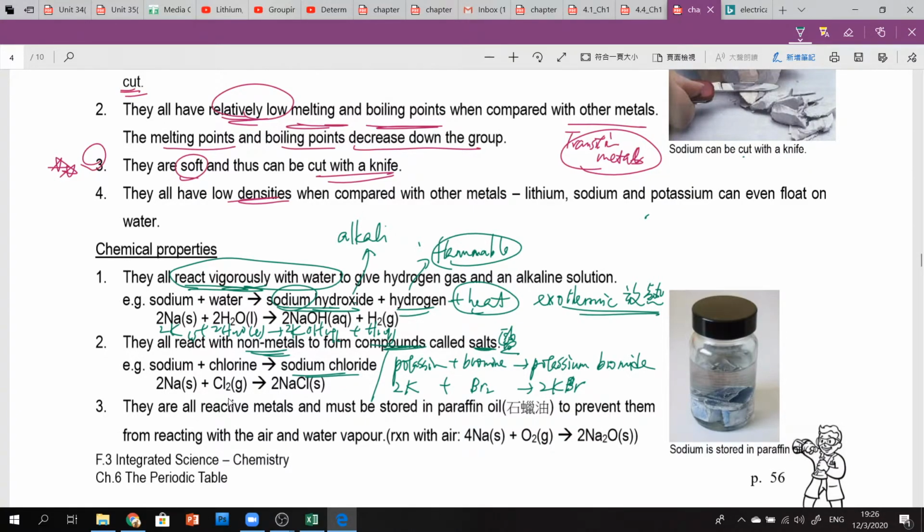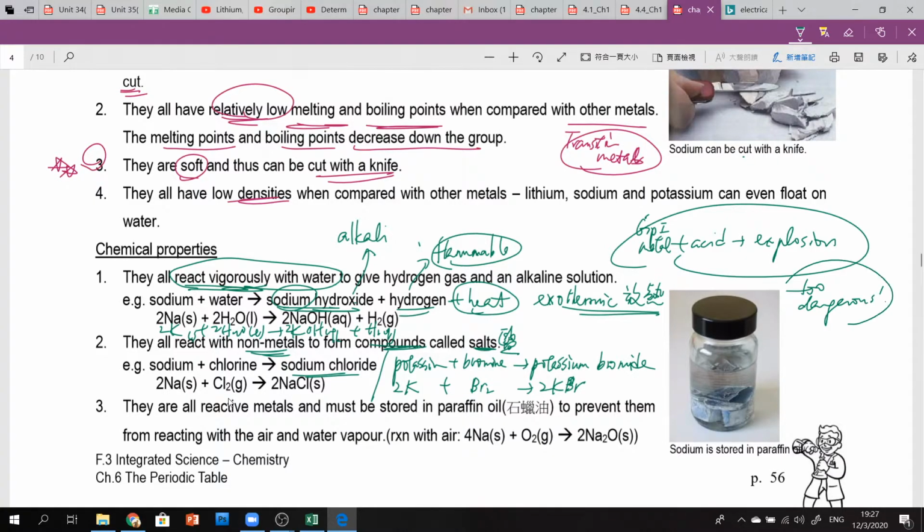First of all, they react with water to form an alkaline solution. Second, they react with nonmetals to form salts. Do they react with acid? Yes, but the reaction with acid will give an explosion. This reaction is very, very dangerous, so we would never attempt it. Even though many metals in general can react with acid, we will not do that type of reaction because it's too dangerous.